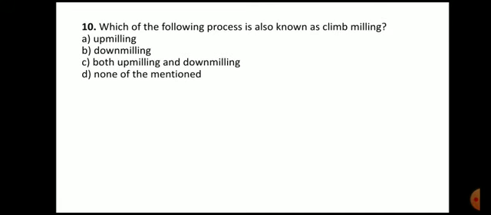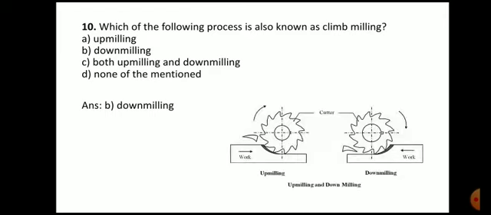Next question, which of the following process is known as climb milling? The answer is downmilling. So here you can see the downmilling. In case of downmilling, the motion of the cutter and the motion of the workpiece is in the same direction, and this is also known as downmilling or climb milling.